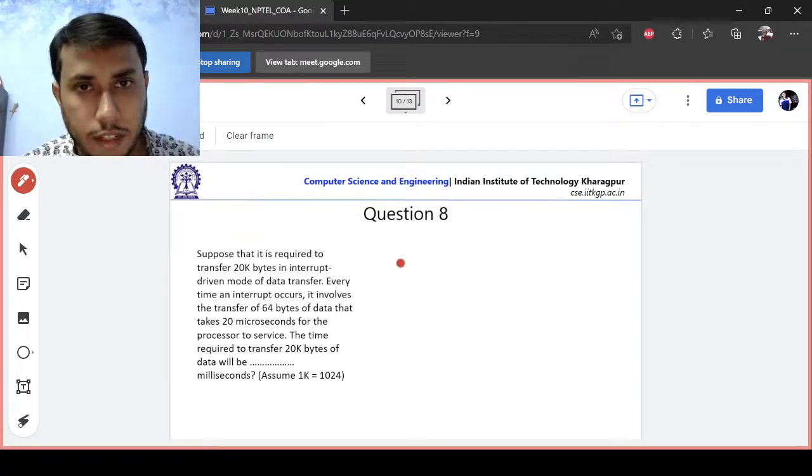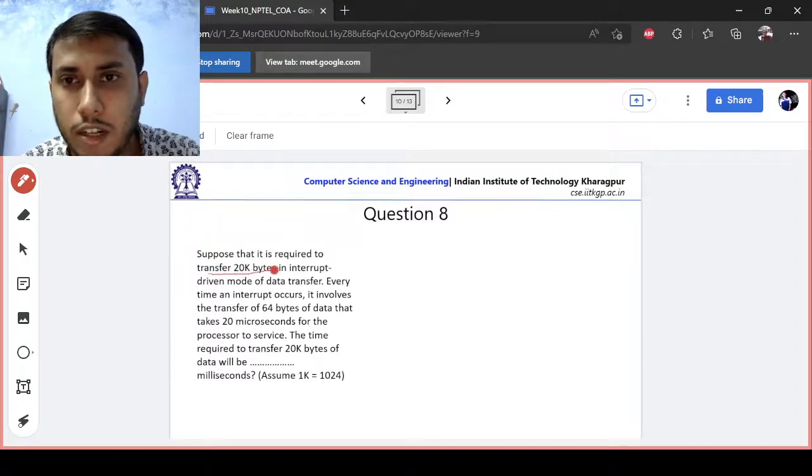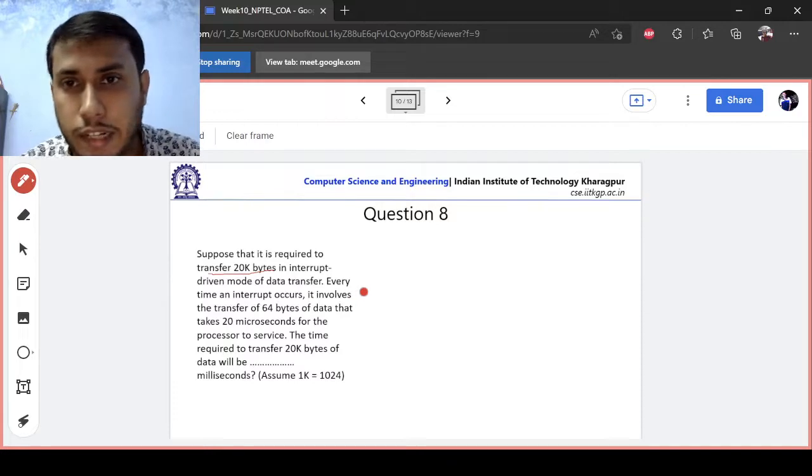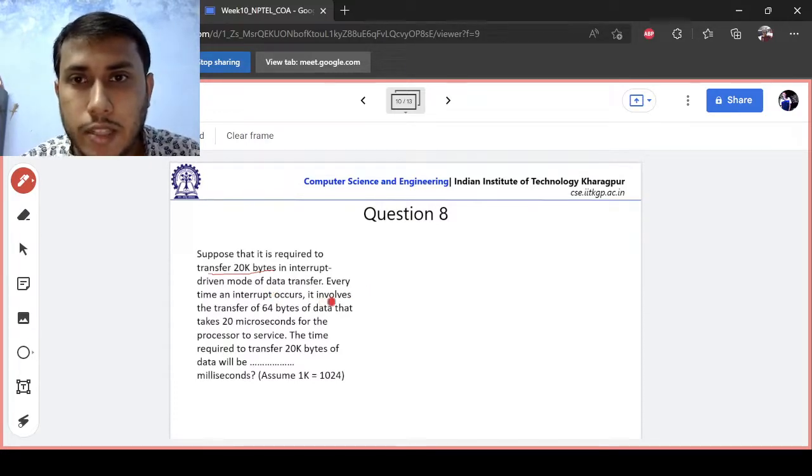So it is given that we need to transfer 20k bytes of data in interrupt driven data transfer. So what happens, every time an interrupt occurs, it involves transfer of 64 bytes of data, right? And that takes 20 microseconds.